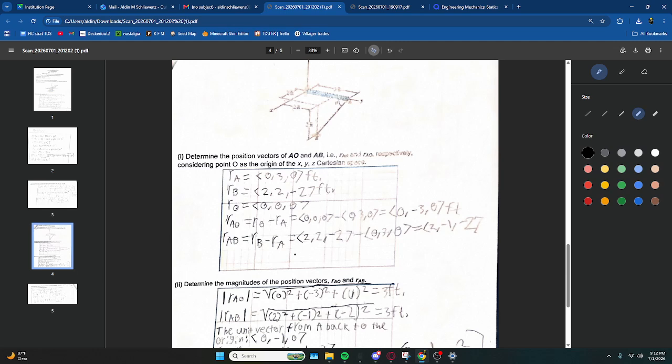For problem 5, I wrote position vectors to arrive at points A and B. RA is equal to 0, 3, 0 feet. RB is equal to 2, 2, and negative 2 feet. RO is equal to 0, 0, and 0. RAO is equal to RO minus RA, which is 0, 0, 0 minus 0, 3, 0, which is equal to 0, negative 3, 0 feet.